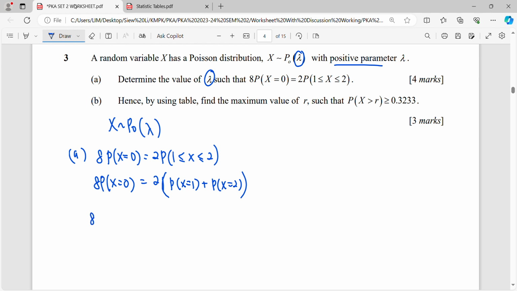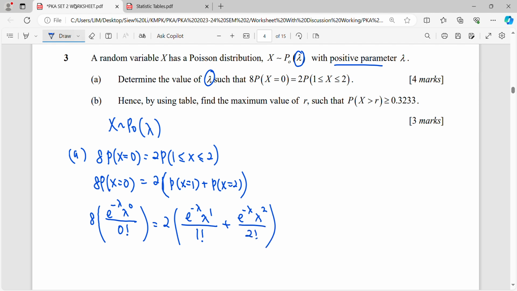So, Poisson formula: e to the negative lambda, lambda power 0 over 0 factorial, equals 2 times, e to the negative lambda, lambda power 1 over 1 factorial, plus e to the negative lambda, lambda power 2 over 2 factorial. So 8 and 2, 4.